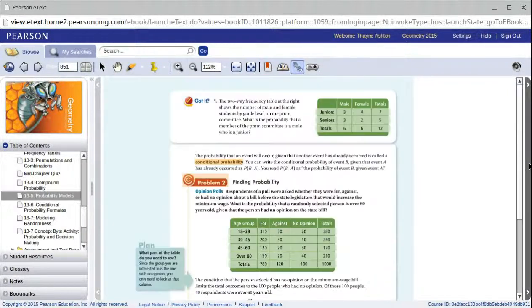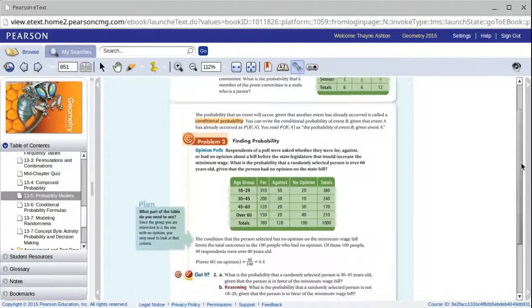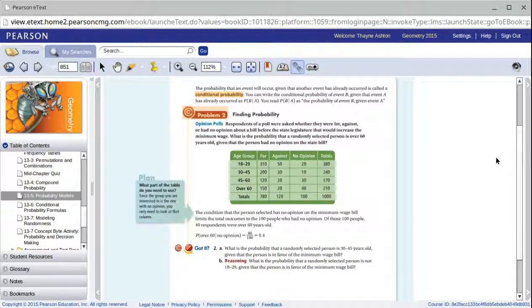Alright, so now we are going on to problem 2, but first some vocabulary beforehand. If you see this word highlighted here, it says conditional probability. All that is really saying is what's the probability of, say, event B, given that event A has already happened, it's already occurred. So if you go on to problem 2 here, finding probability, it's asking you, respondents of a poll were asked whether they were for, against, or had no opinion about a bill before the state legislature that would increase the minimum wage. What is the probability that a randomly selected person is over 60 years old, given that the person had no opinion on the bill?